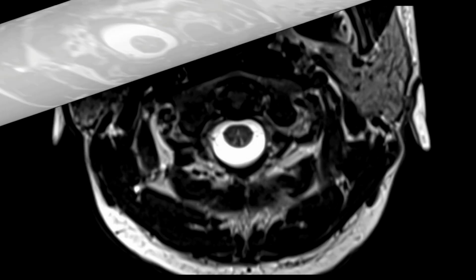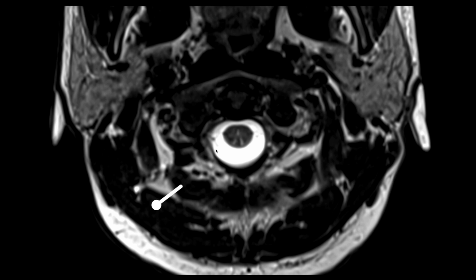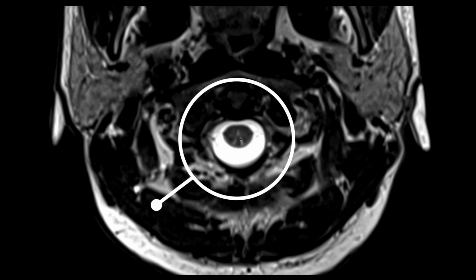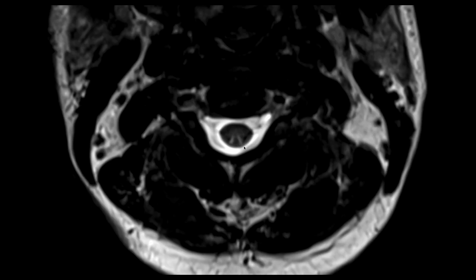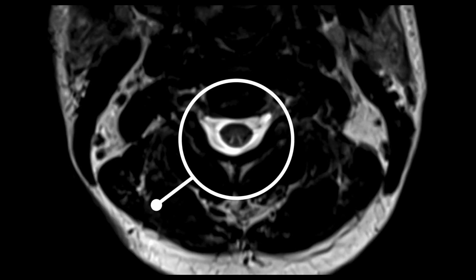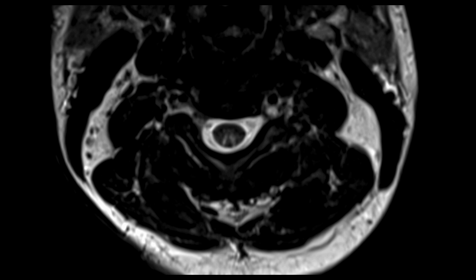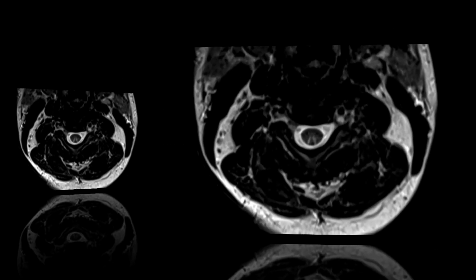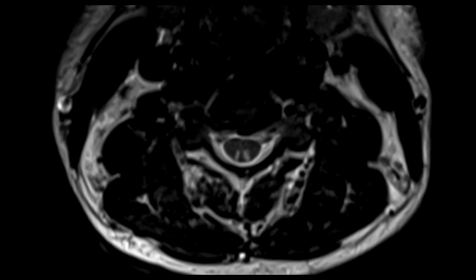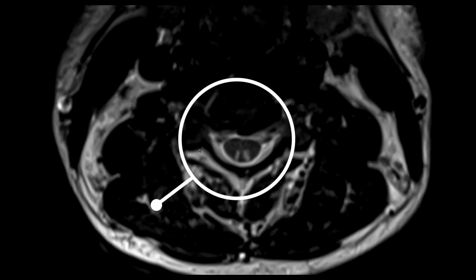Axial images. Here you can see the classical inverted V sign. This is typical involvement of the dorsal columns. So again, the inverted V sign is appreciated at this level. These are the hyperintensities within the dorsal columns.